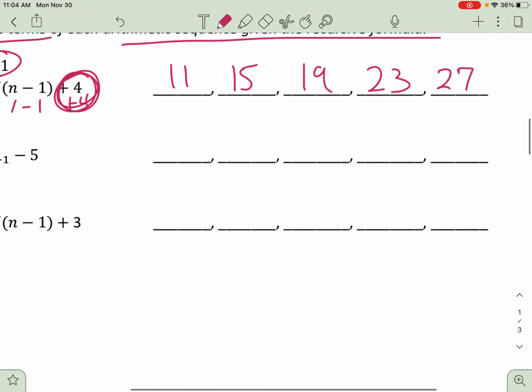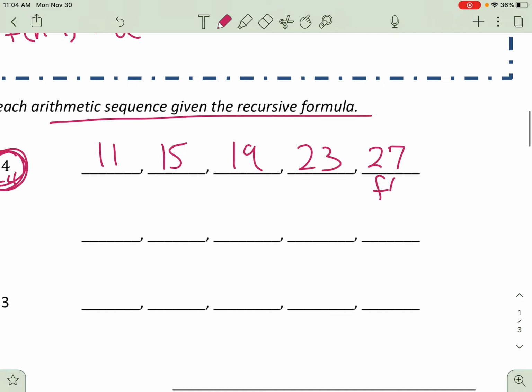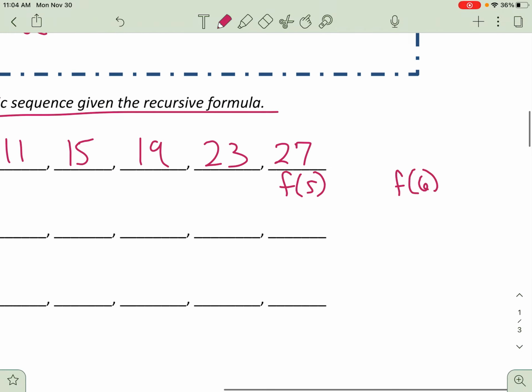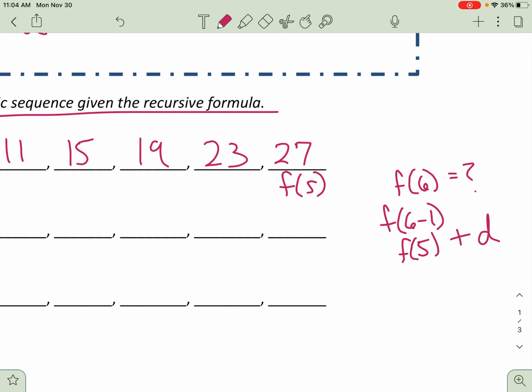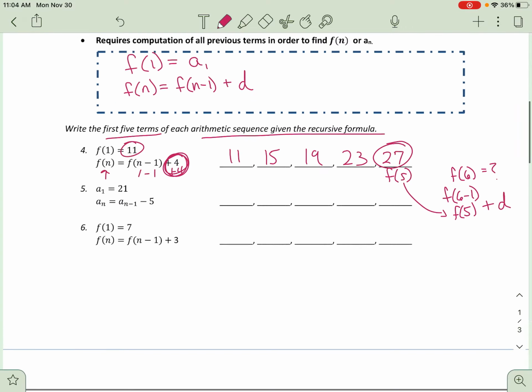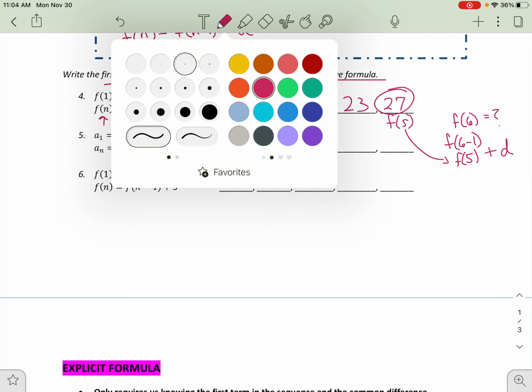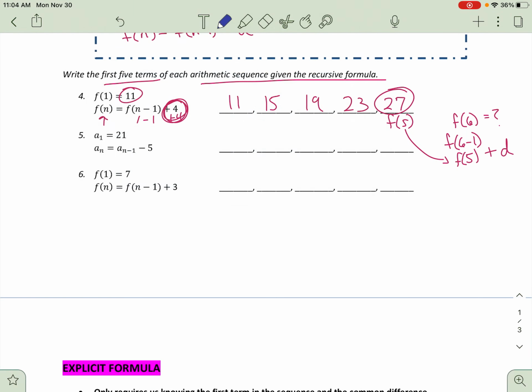Okay, and that's how you find the term. So this is the 5th term. Okay, so how would I find the 6th term? Well, you take the 5th term, or 6 minus 1, which is the 5th, and you add the common difference, or in this case, which was 4, right? So we would take this, which is the 5th term, and add 4. Okay, so it's like that for recursive. It's actually pretty self-explanatory. You've been doing it all your life. It's just nobody's written it in a formula for you.